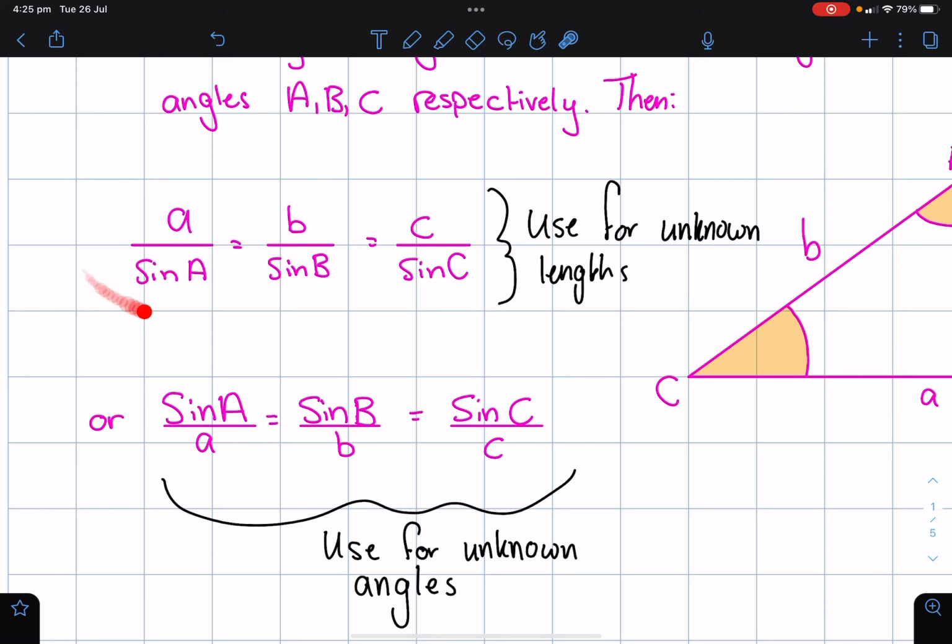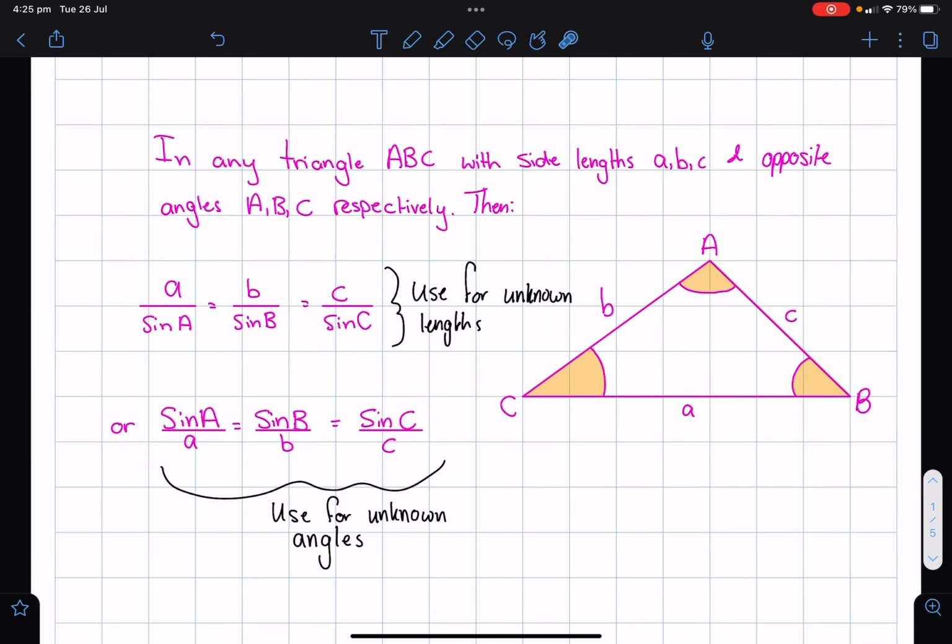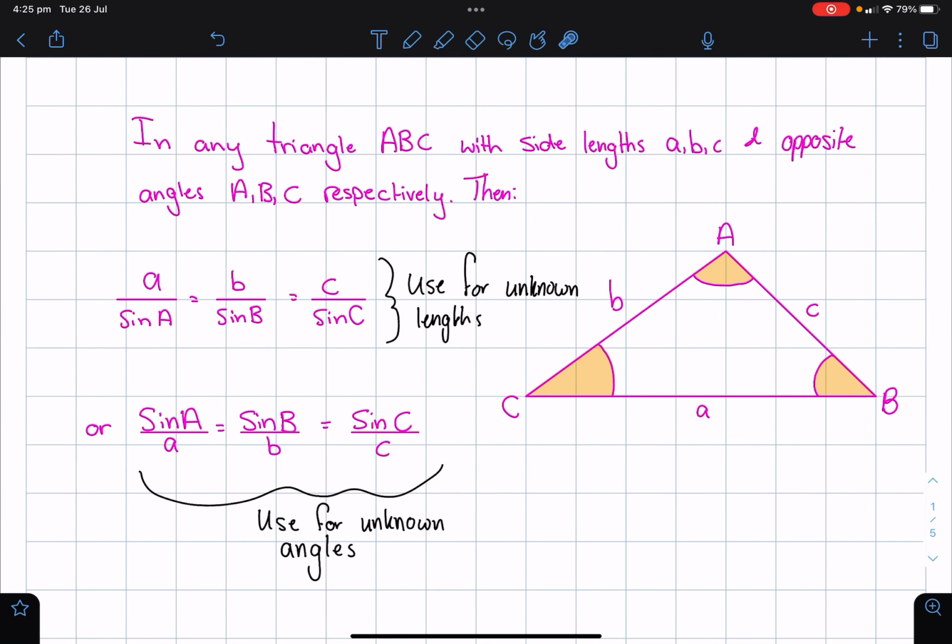When we do these questions, we only ever use two of them, okay? But it just shows all three are equal. So if you're finding an unknown angle, then we want the sines to be on top. This just makes our algebra below a lot easier, and you'll see an example of this below. So there are our two key formulas.